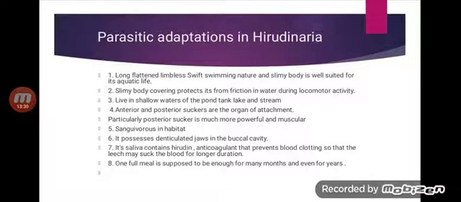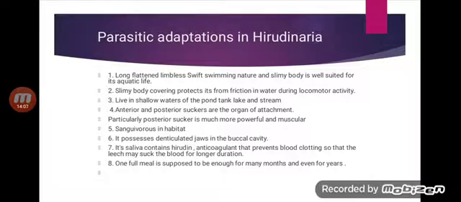It possesses denticulated jaws in the buccal cavity. The jaws make wounds on the body of the victim so that the victim's blood vessels are exposed and blood starts oozing out. Its saliva contains hirudin, an anticoagulant that prevents blood clotting, so that the leech may suck the blood for longer duration, as getting a host is a chance.